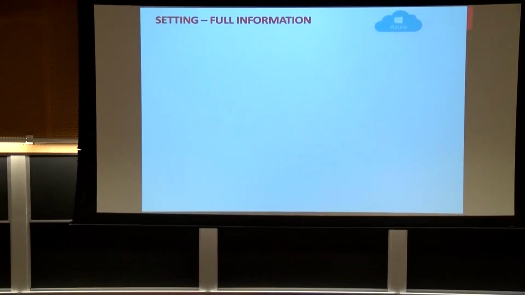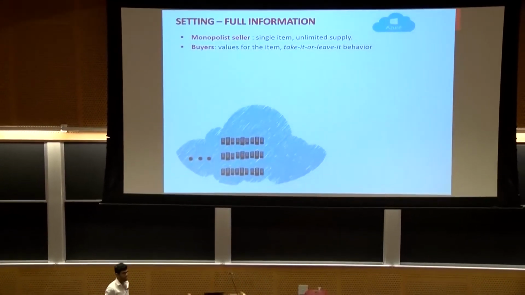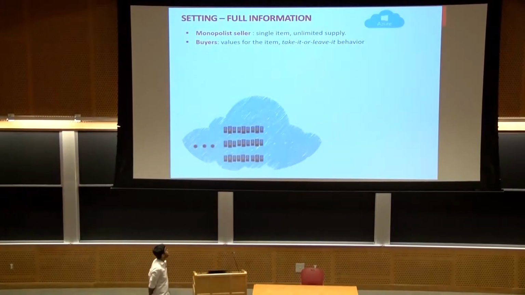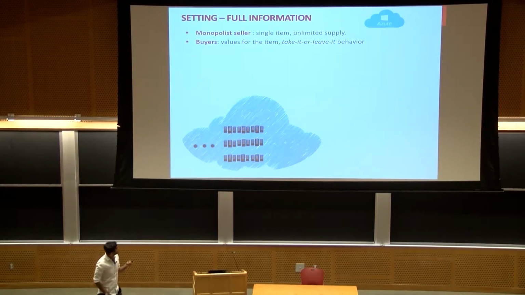In the full information setting, we have a monopoly seller that has a single item with unlimited supply. And we have buyers that have values for this item. And they are myopic in the sense that they are following a take it or leave it approach. Now, we have a game.